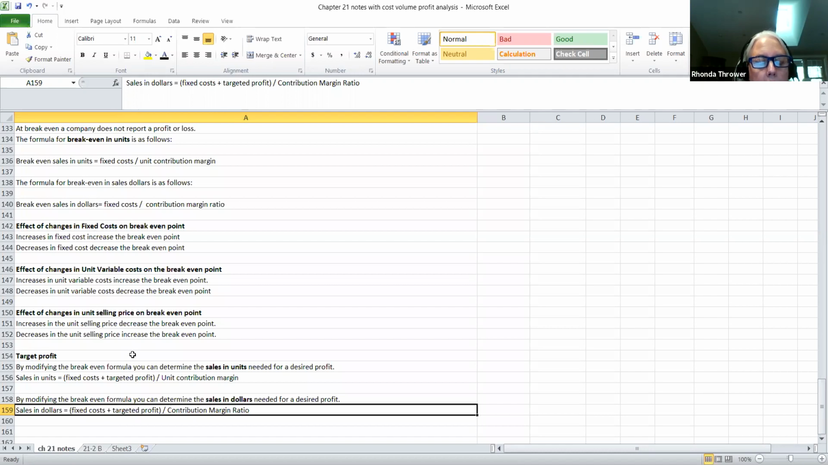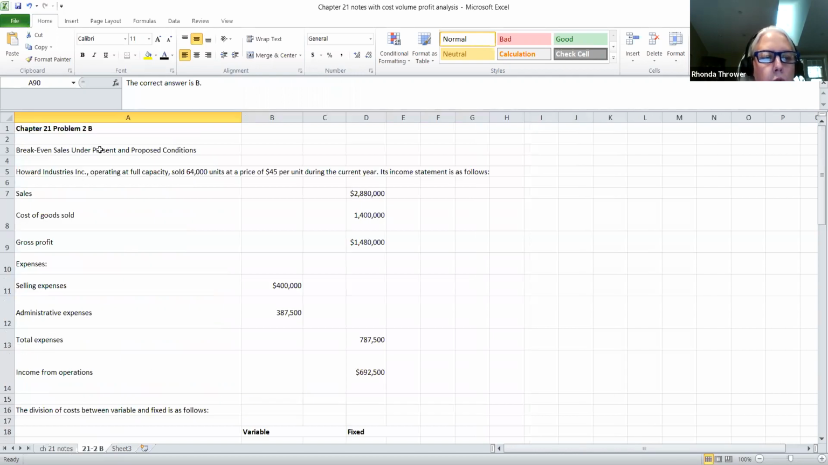So all of these are formulas that you need to become familiar with. And there are just a few of them. There are some more formulas in this chapter that we're going to talk about later on. But what I want to do is give you enough of the formulas to be able to solve problem 21-2B. So I'm going to switch sheets. If you look at my spreadsheet down here at the bottom, if you just click on that, I'm going to go to chapter 21, problem 2B, and I'm going to work this problem with you.